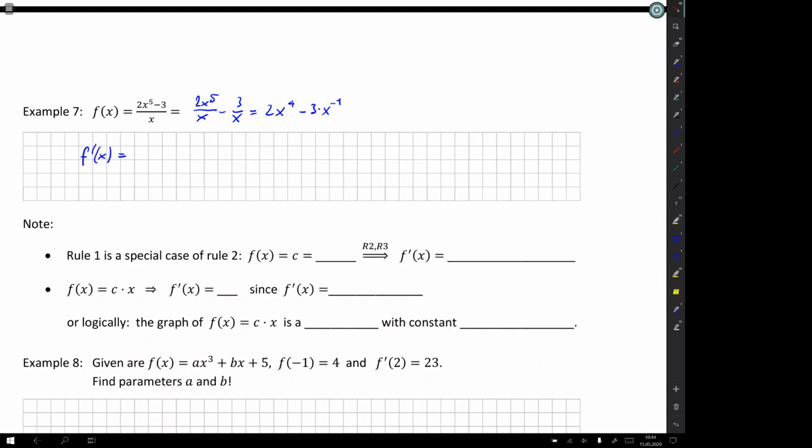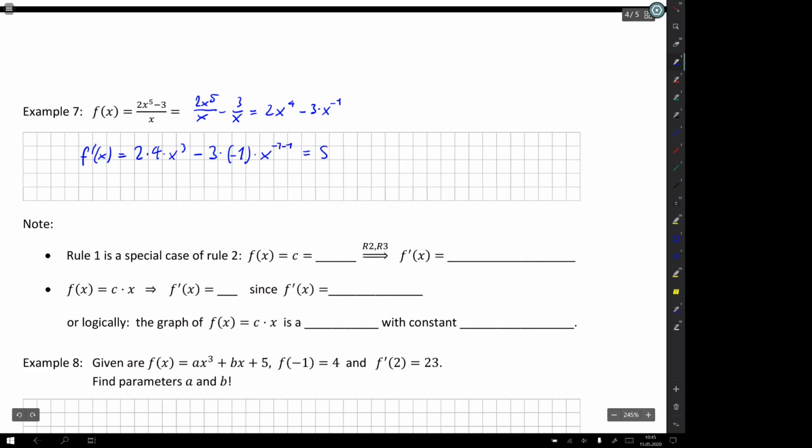we can take this derivative first, and the 2 stays here. Then x to the power of 4, using rule 2, we get the derivative 4 times x to the power of 3, minus, again using the scalar constant multiple rule, we can keep the 3 here in front, times, and now we use rule 2, and rule 2 says I have to bring the n in front, so times minus 1 times x to the power of minus 1 minus 1.